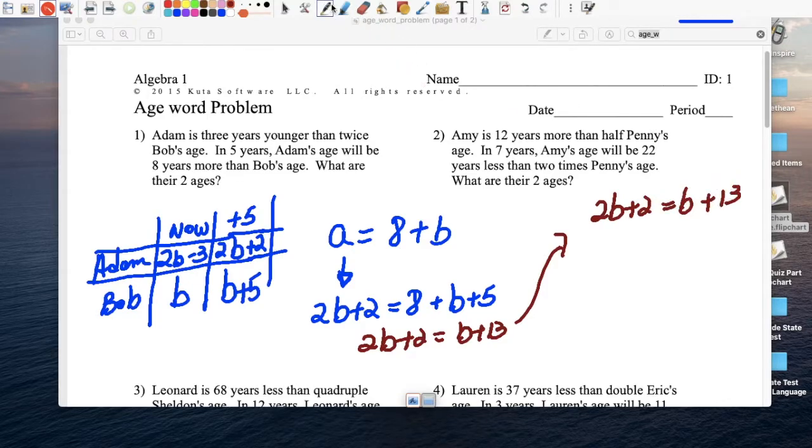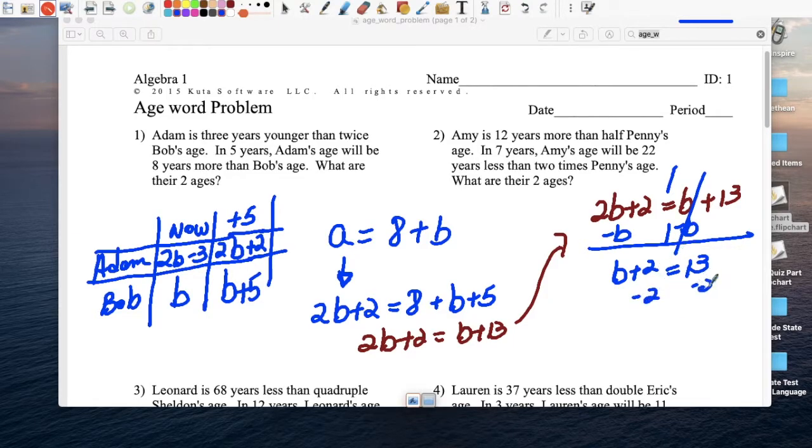We have an equation now. We can subtract b from both sides, right? Because we have variables on both sides. So let's get rid of that b. So b on both sides of the equal sign. Those 2b goes away, and I get 13. Over here we got 2b minus b is just b plus 2. It's a one-step equation now. We subtract 2 from both sides, and we get b equals 11.